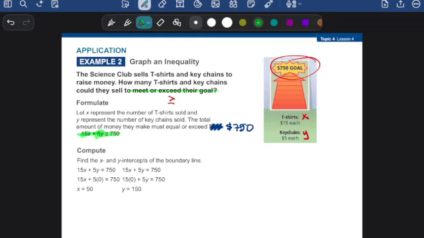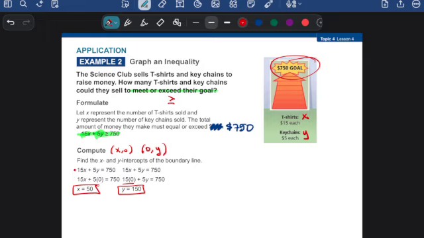Since it's in standard form, we're going to graph the x and y intercepts. So remember, that's when y equals 0, x comma 0, and when x equals 0, 0 comma y. So if we plug in 0 for y, like we did here, we get x equals 50. So there's our x-intercept. And if we plug in 0 for x, we get y equals 150. There's our y-intercept. And then we can graph those 2 points.